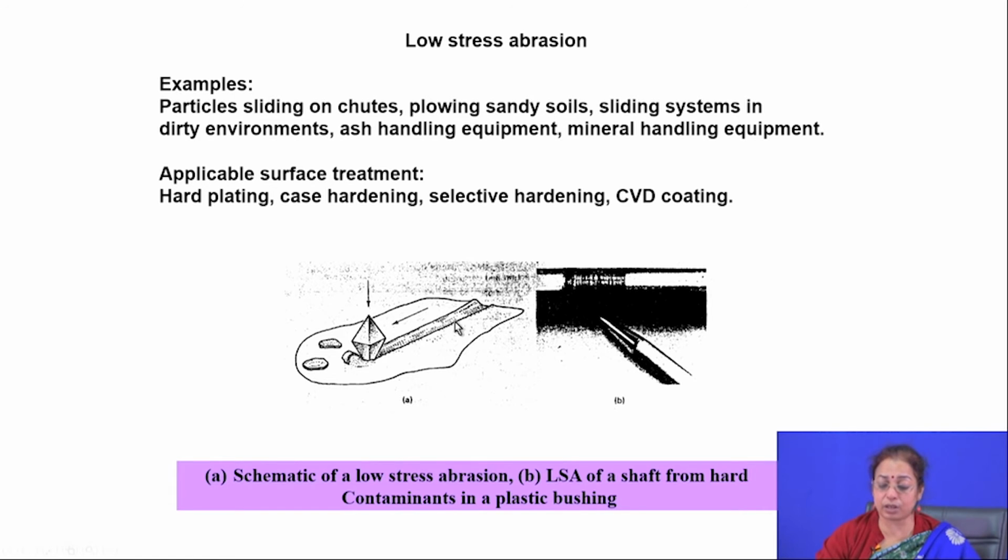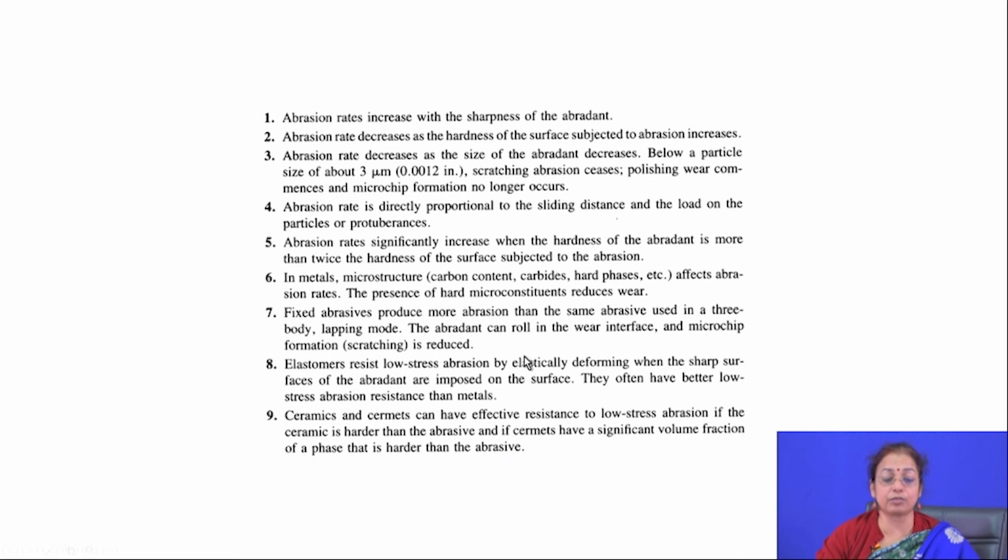So, this is a schematic of low stress abrasion. This is the side view of the shaft with hard contaminants in a plastic varnishing. This is a very interesting thing. Now, if you quickly go through the abrasive wear characteristics, or the way by which you can control the kinetics of abrasive wear, these are as follows: abrasion rate increases with the sharpness of the abradant.